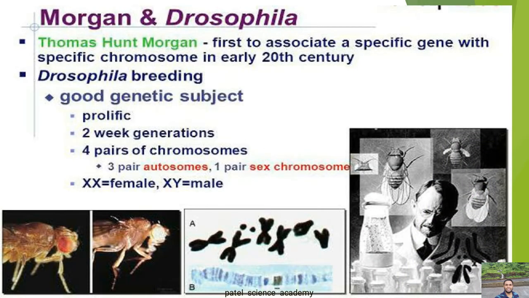So Morgan and Drosophila, actually I told you this. Let's see one more time the introduction of Thomas Hunt Morgan, the first to associate a specific gene with a specific chromosome in the early 20th century. He used Drosophila for his experiment, and he used true breeding between red-eyed Drosophila and white-eyed Drosophila. The female was red-eyed and the male was white-eyed, and in the F1 generation, the first filial generation, all progeny were red-eyed. So, a good genetic subject.